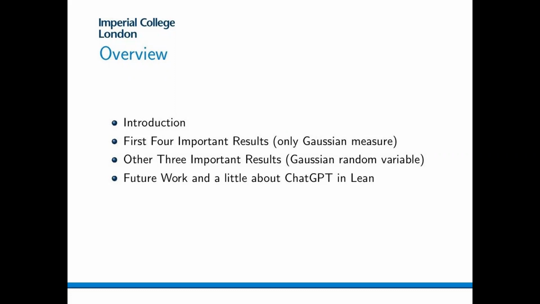And the third part is three other important results. In addition to the previous things about Gaussian measure, this part will also add Gaussian random variables. How do we formalize Gaussian random variables, and some results about random variables. And the last part is a glimpse of our future work and a little talk about ChatGPT. It's very popular these days, so we are going to give a brief talk about this.